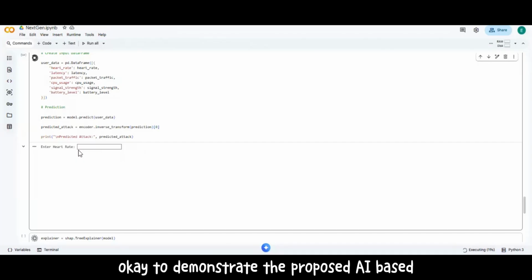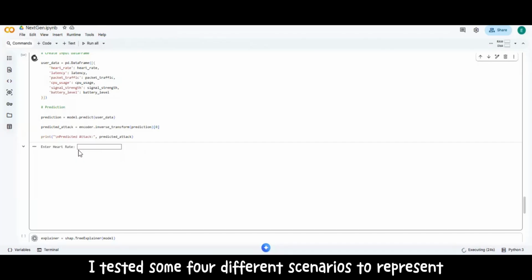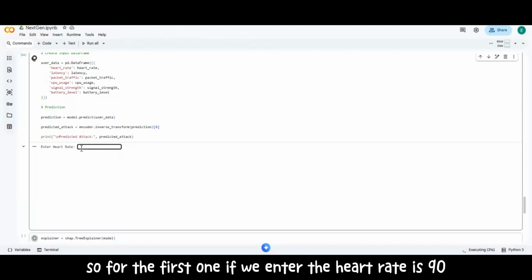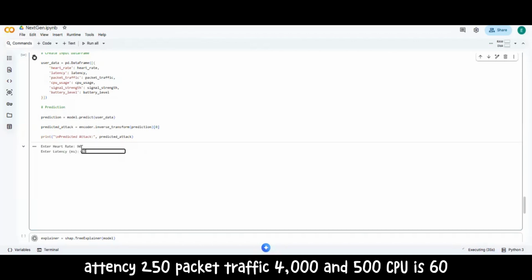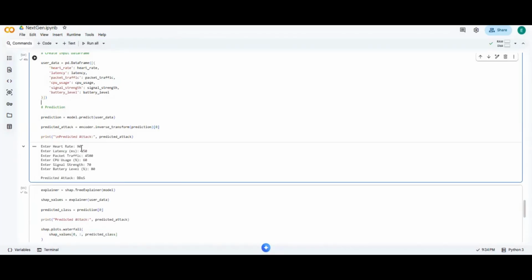Okay, to demonstrate the proposed AI-based IoT risk monitoring system, I tested 4 different scenarios to represent the common conditions in a future 6G healthcare environment. For the first one, we enter heart rate 90, latency 250, packet traffic 4,500, CPU usage 60, signal strength 70, and the battery level is 80. Then the device will experience very high latency and unusually high packet traffic, which are common indicators of a DDoS attack.